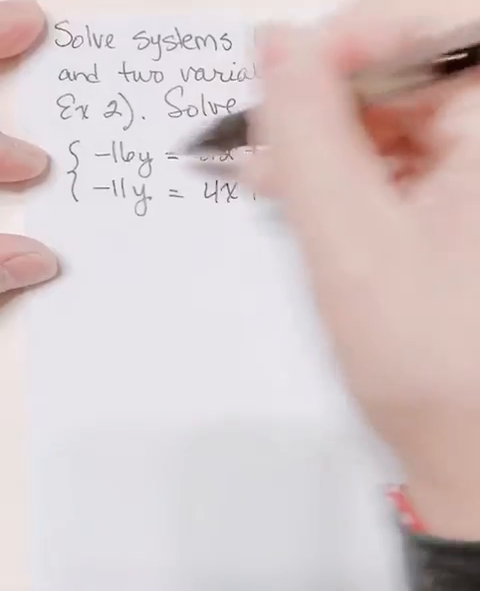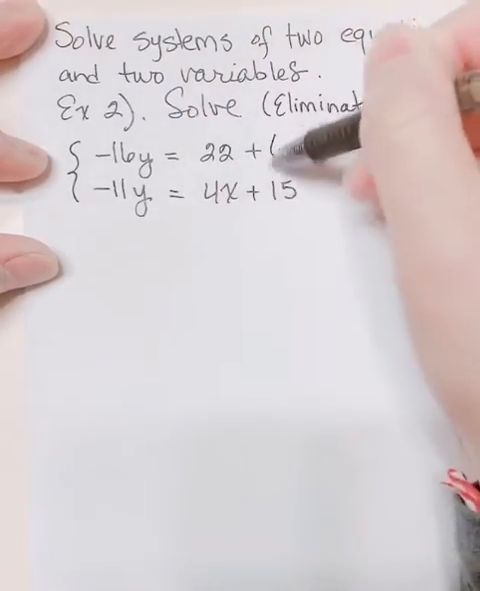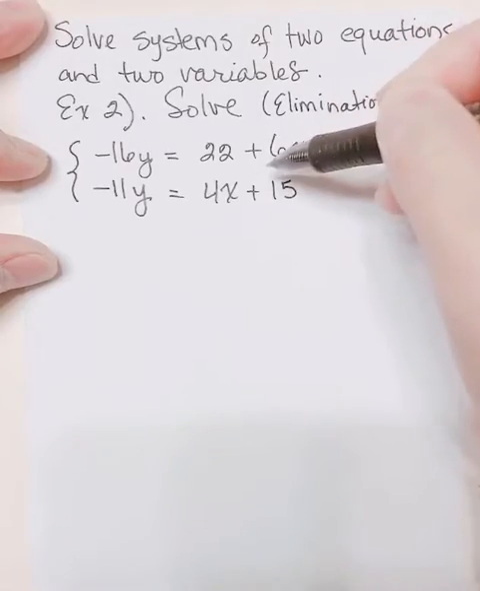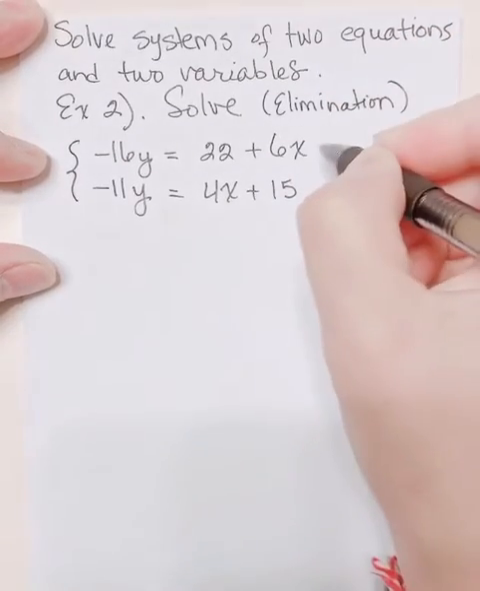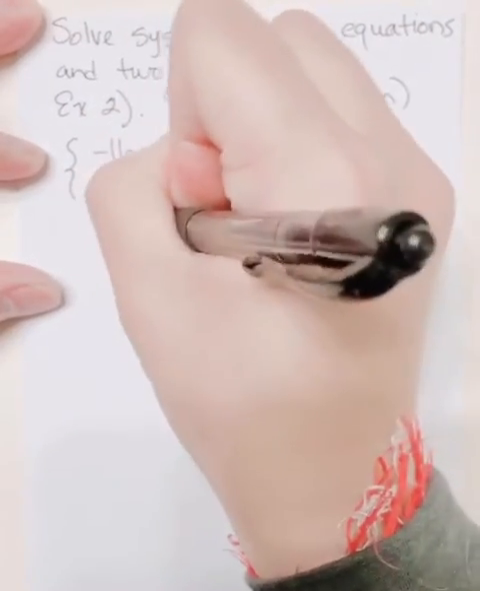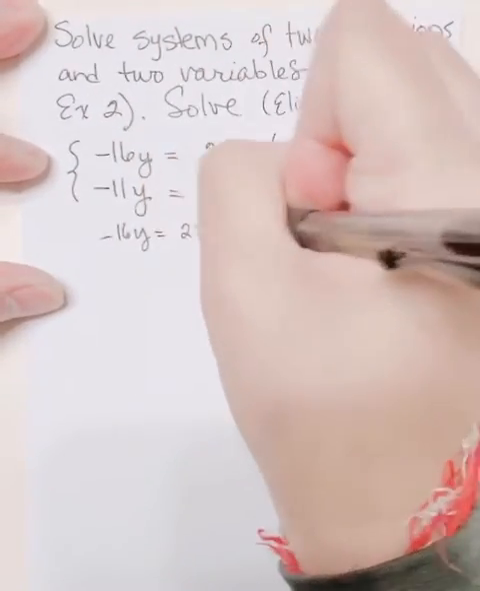So notice the equations are not written where they are lined up, right? The y variables are lined up, but the x variables are not lined up. So my job here is to line them up. So I'm going to keep the first equation the same. So negative 16y equals 22 the same, okay?